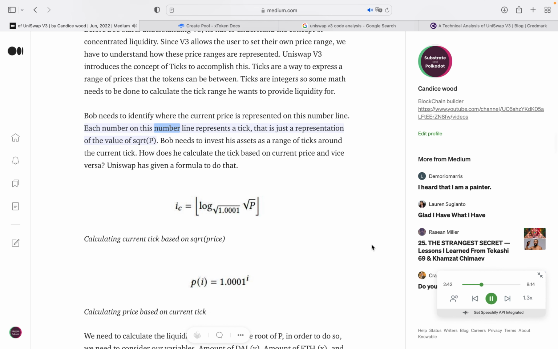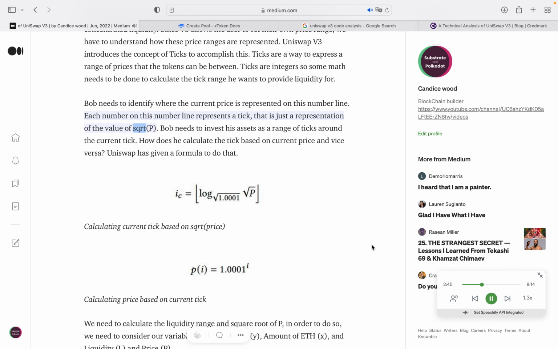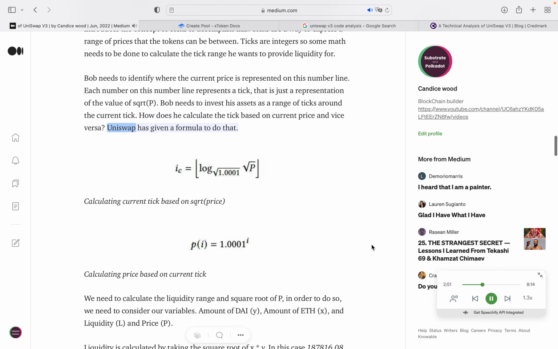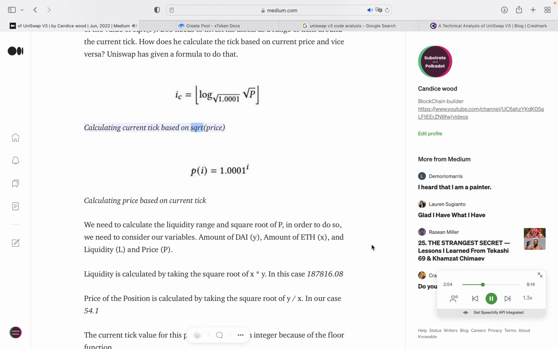Each number on this number line represents a tick that is just a representation of the value of sqrtP. Bob needs to invest his assets as a range of ticks around the current tick. How does he calculate the tick based on the current price, and vice versa? Uniswap has given a formula to do that. Calculating the current tick based on sqrt price.